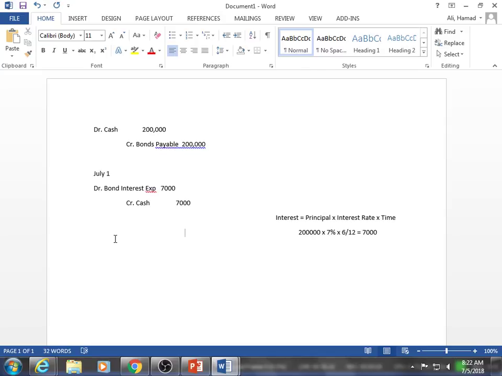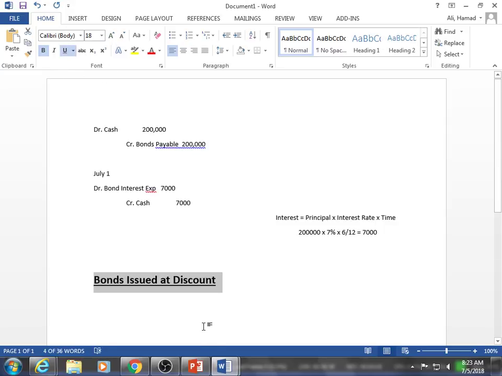Okay, let me go to a different page: bond issued at discount. Okay, let me bold that and underline it.